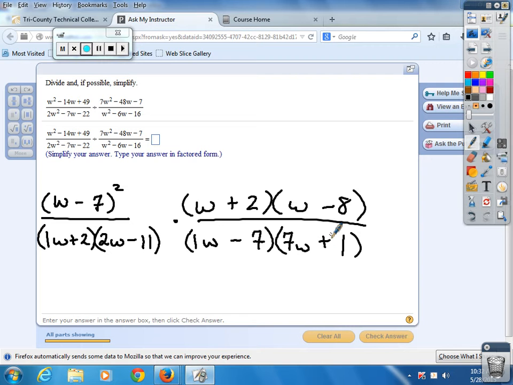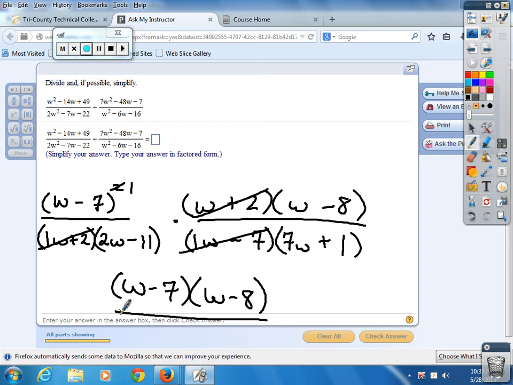So now that you factored everything, what can go on now? What happens? What cancels? W plus 2. And W minus 7, that goes 1, and that cancels there. What else? Anything else? So your answer is W minus 7 times W minus 8 over 2W minus 11 times 7W plus 1.